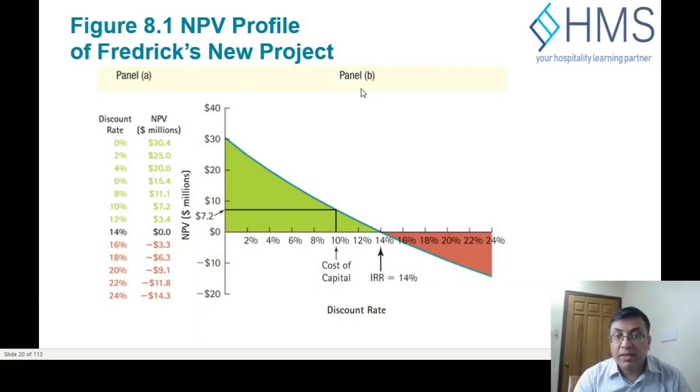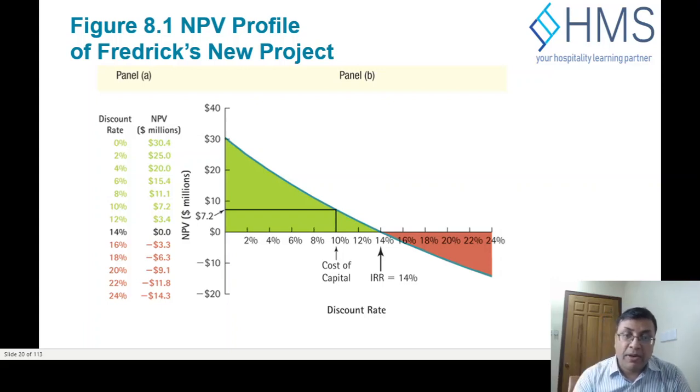To understand the sensitivity and the impact of different rates, we normally prepare an NPV profile of the project. So the NPV profile of the project looks like this. In this NPV profile, you will see the net present value at different rates. In panel A, you will see the discount rate and the net present value at those different discounting rates. And in panel B, you will see the graphical representation of this.